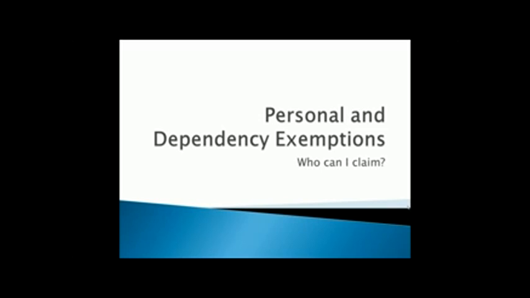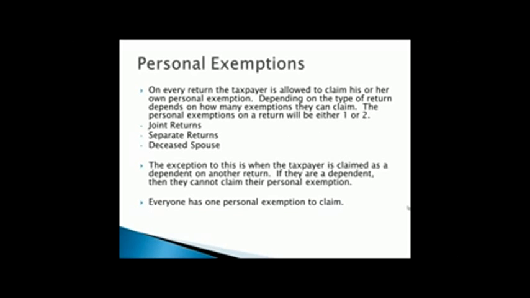Welcome to Personal and Dependency Exemptions. Who can you claim? Personal exemptions. Everyone has a personal exemption to take. Depending on the return, you will either have one or two personal exemptions. Two personal exemptions are found on married filing joint returns. All other returns have one personal exemption, unless the person was claimed as a dependent, and then it will not have a personal exemption.